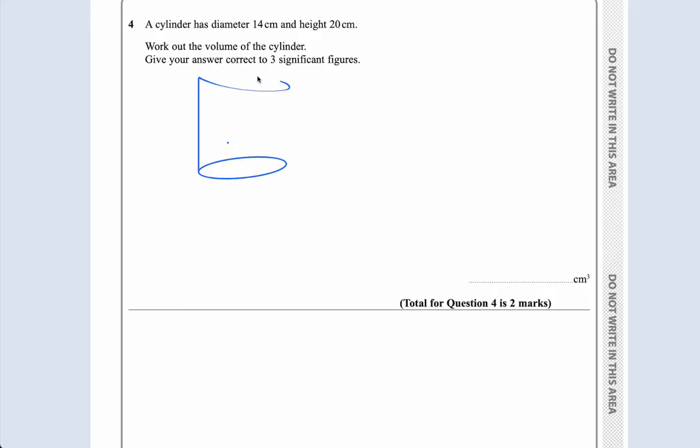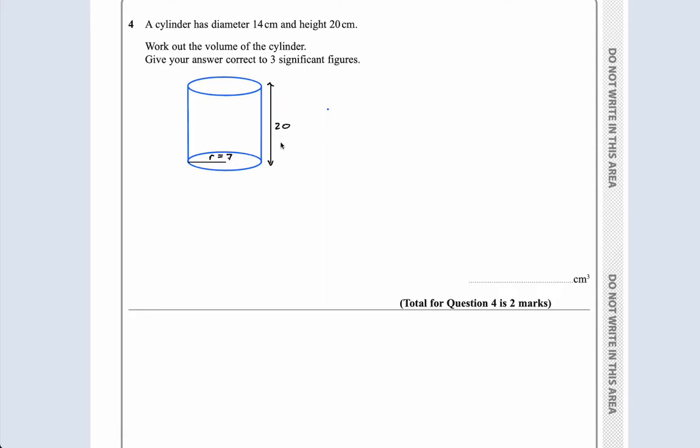I'm just going to draw a little cylinder just because I can. Okay, this is a bad cylinder. Let me try that again. Okay, better. I'll paste that here. Okay, so it has diameter 14 and height 20. So this height is 20 and the diameter is 14. Now, if the diameter is 14, that means the radius, which is half the diameter, is 7.